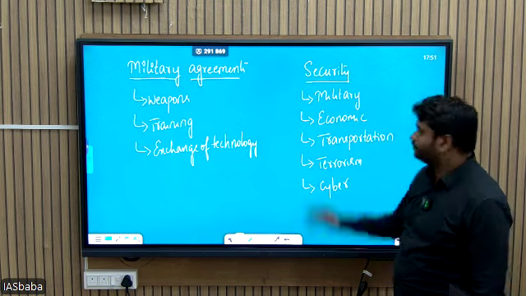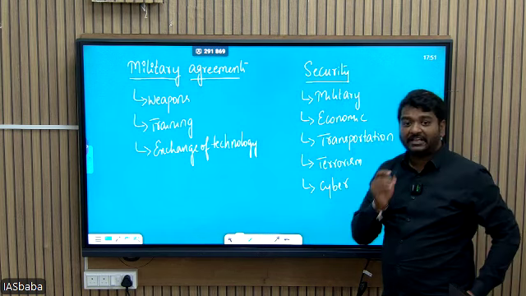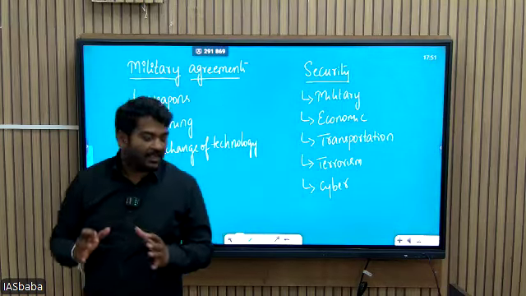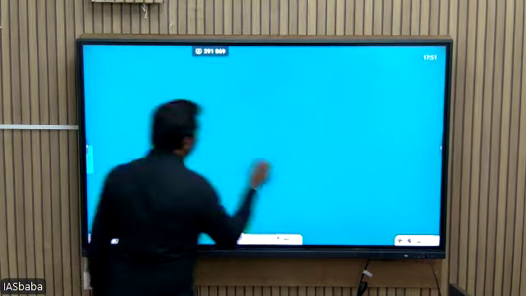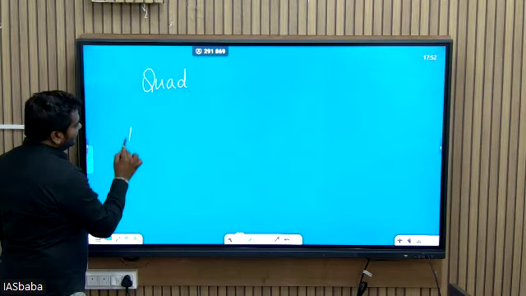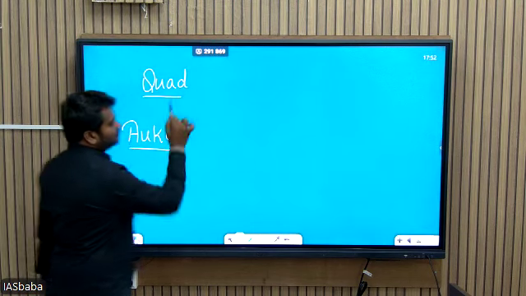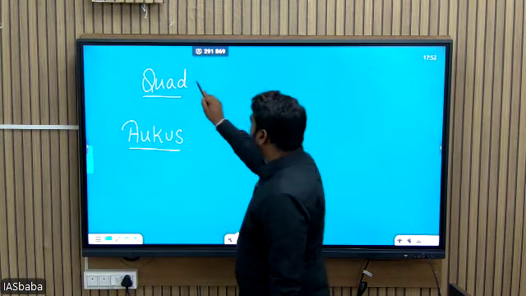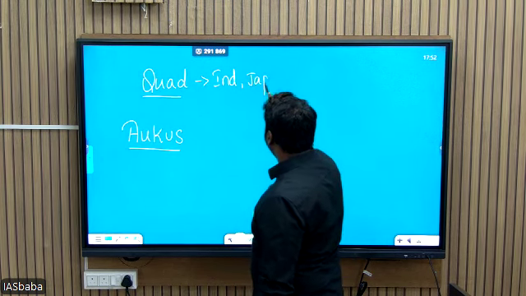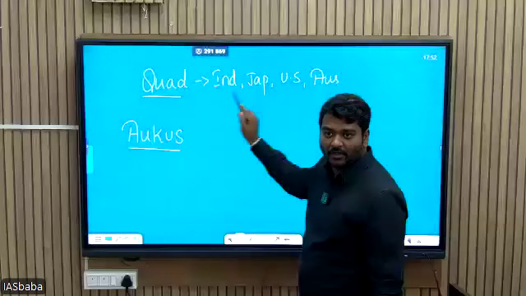All this comes under what? Security. Security is a broader term, and military is a specific term. Why is this important? You see, if I say there is an organization by name Quad, and there is an organization called AUKUS. Fine. Quad is between India, Japan, US, Australia. 4 countries.